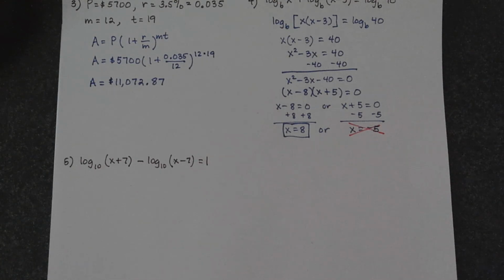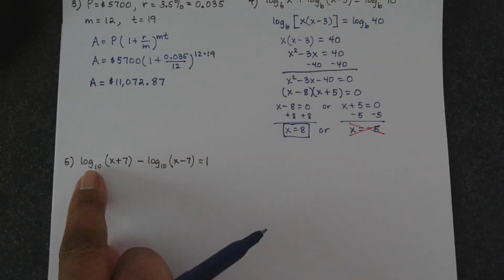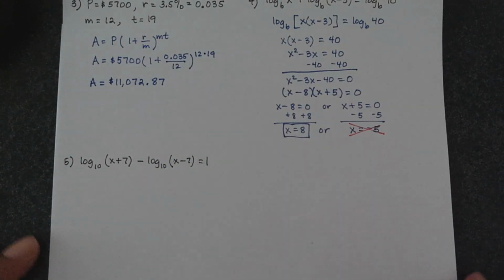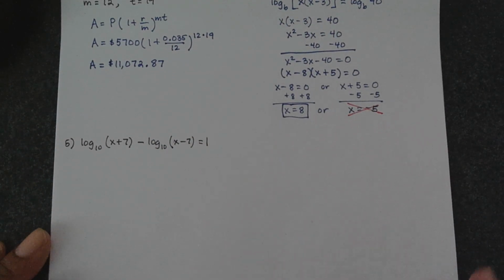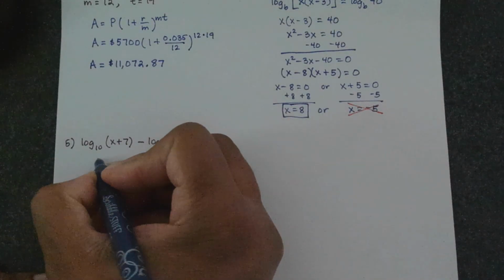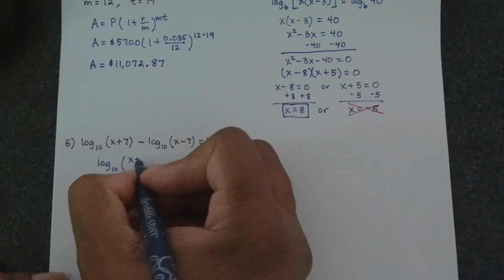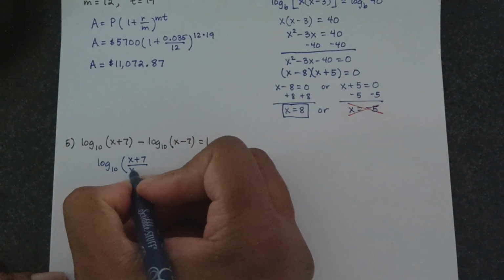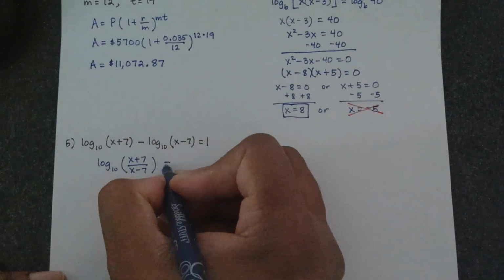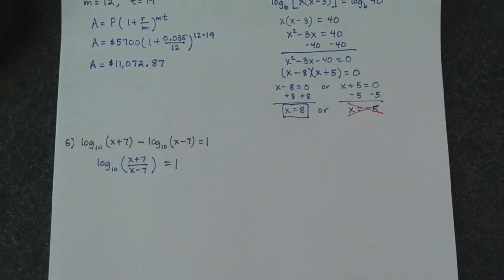Let's see if we can condense the left side as a single logarithm. Now that left side, you've got the difference of the individual logarithms, so we need to condense that using what they call the quotient rule. That means I can write this as log to the base 10 of x plus 7 in the numerator and x minus 7 in the denominator, and that's equal to 1.